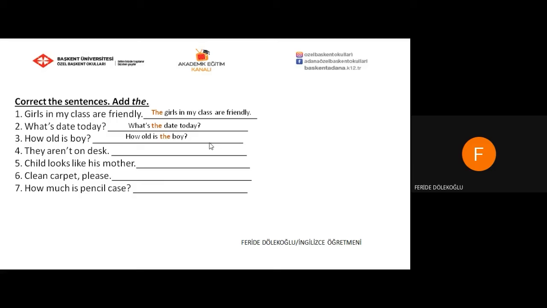They aren't on desk. They aren't on the desk. Child looks like his mother. The child looks like his mother. Clean carpet, please. Clean the carpet, please. And question 7, how much is pencil case? We will add the. How much is the pencil case?